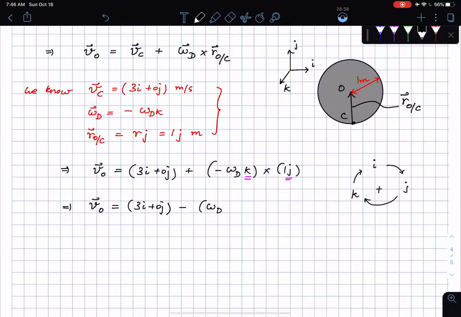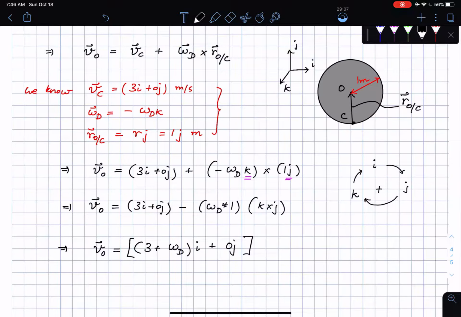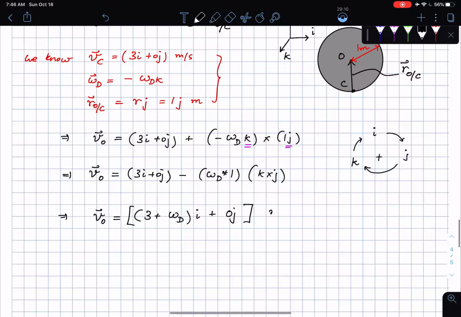So this is going to be 3I plus 0J minus omega of the disk times 1 times K cross J, which is minus I. So minus times minus is a plus. Let me write this multiplication here. Times 1, K cross J, minus times minus is a plus, so this becomes an I term, which tells me that the velocity of point O is 3 plus omega of the disk in the I direction and then 0 in the J direction. This is quite obvious. The disk is not going to have a velocity in the J direction. So this is so many meters per second. So this is one thing that I can take from here. Then I can do another thing as well.